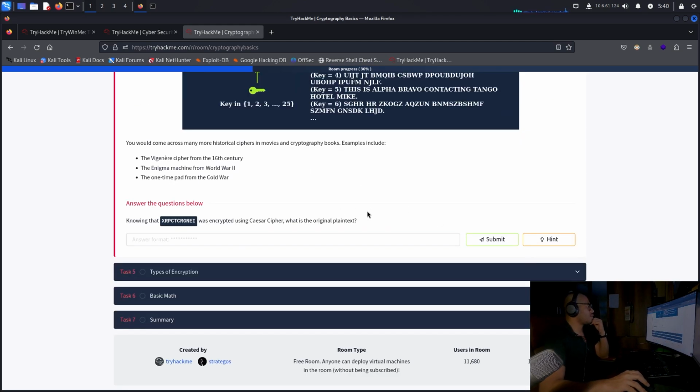You would come across many more historical ciphers in movies and cryptography books. Examples include the Vigenère cipher from the 16th century, the Enigma machine from World War II, and the one-time pad from the Cold War. Knowing that it was encrypted using Caesar cipher, what is the original plaintext?